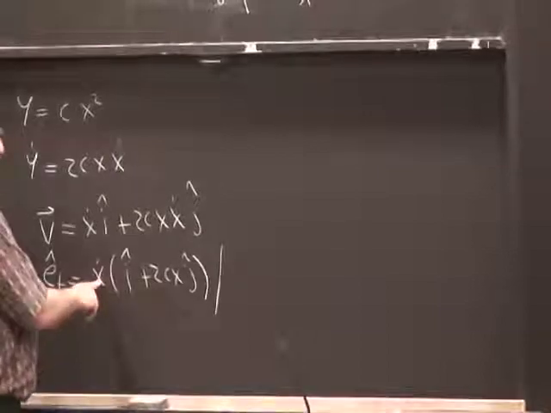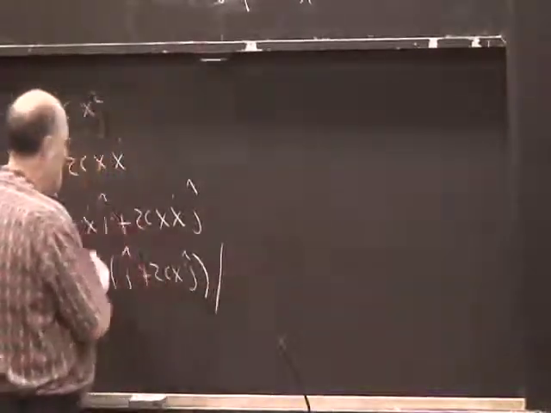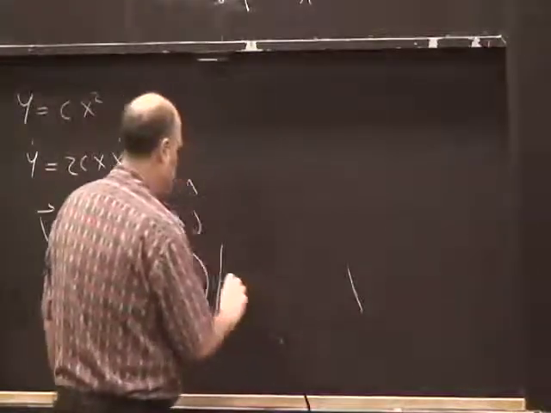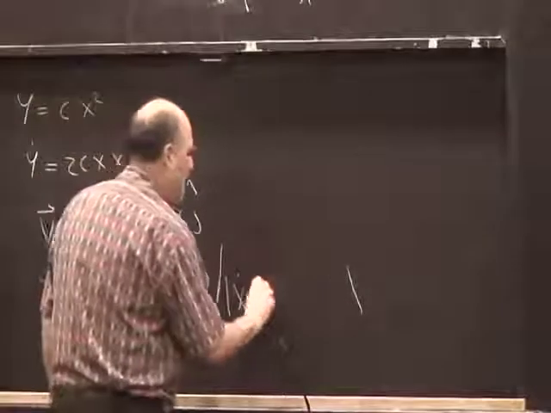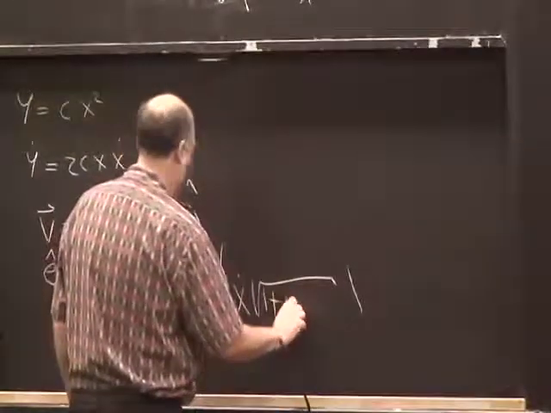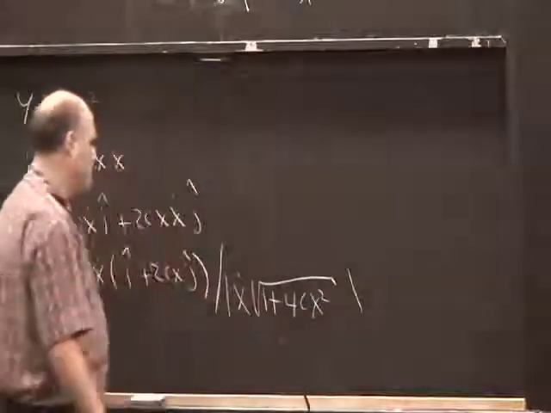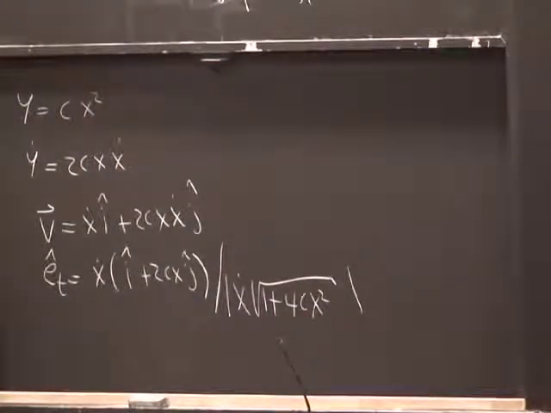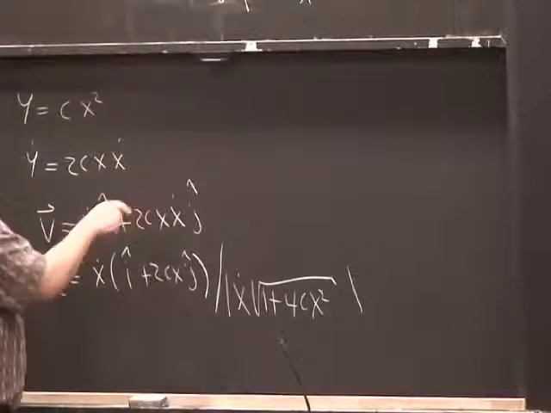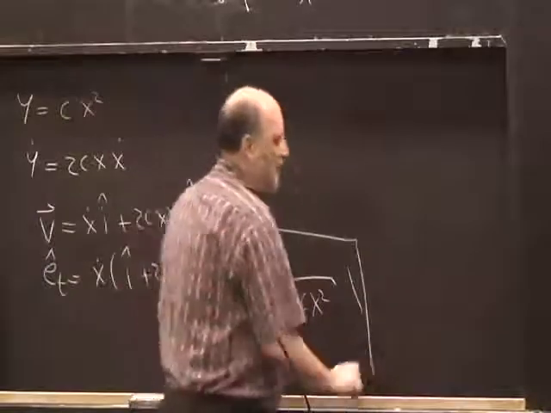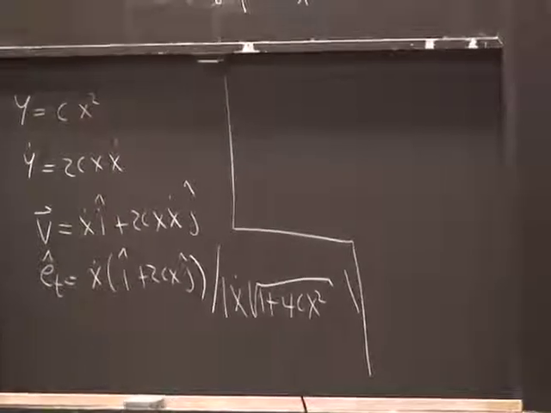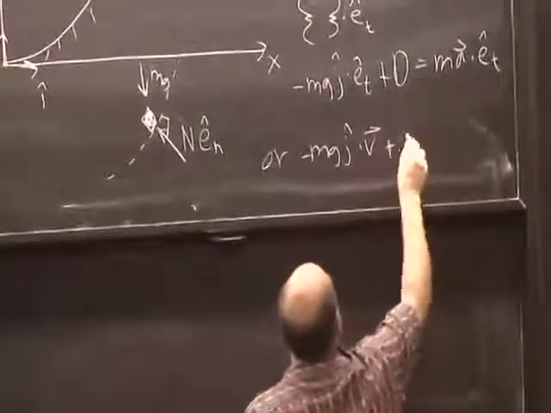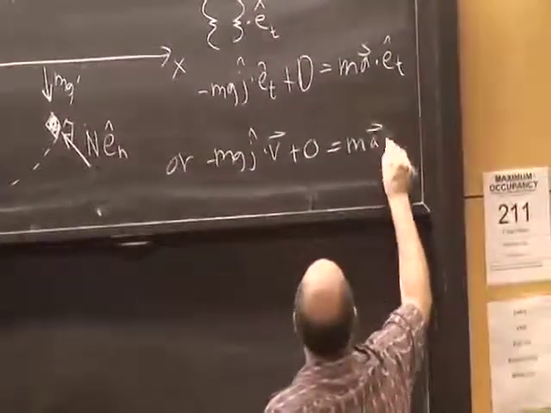What's the magnitude of this thing? It is the magnitude of x dot, which is going to be x dot, multiplied by the magnitude of this thing, which is the square root of 1 plus 4cx squared. Or we could just use the velocity here like this. So if we want to save some algebra, we could also write minus mgj dotted with the velocity plus 0 is equal to ma dotted with the velocity.